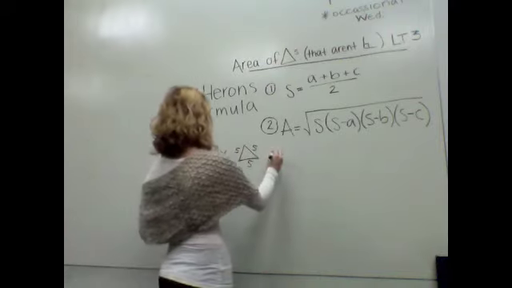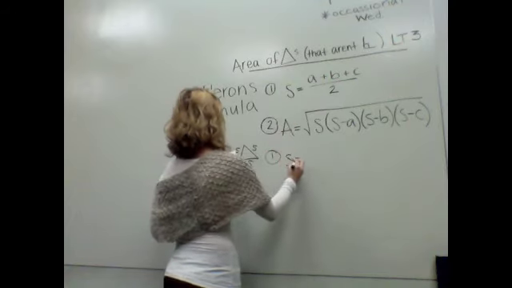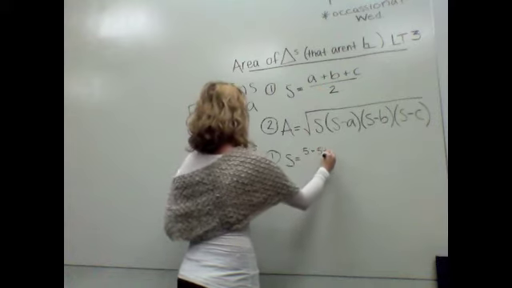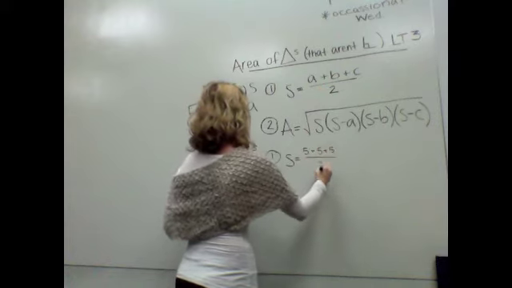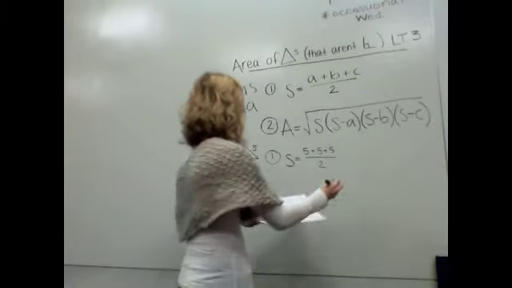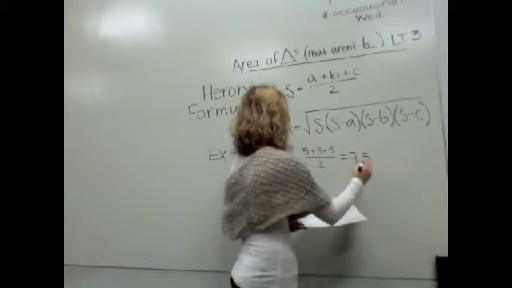My first step is calculating my semi-perimeter, S. So I know A plus B plus C, 5 plus 5 plus 5, all over 2. 5 plus 5 plus 5 is 15. Cut that in half, and you get a semi-perimeter of 7.5.